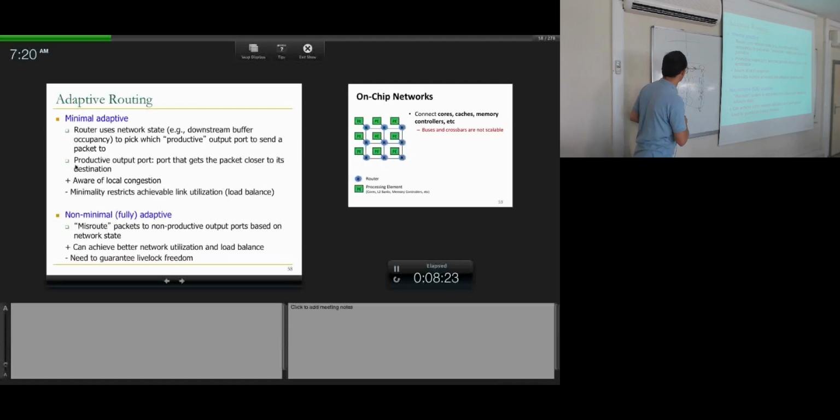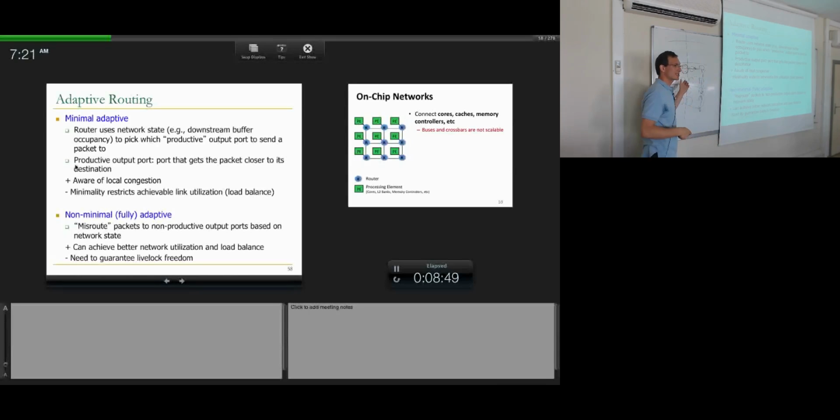What is the livelock issue here? Basically, when you send a packet to a port it really doesn't want to go to, which is not the productive port, then all routers may do the same thing, and this packet may circle in the network forever, right? It may be making progress, but it may not be making useful progress because it's always moving, but it's not going to its destination. So you need to guarantee this. We'll talk about cheap ways of doing this.